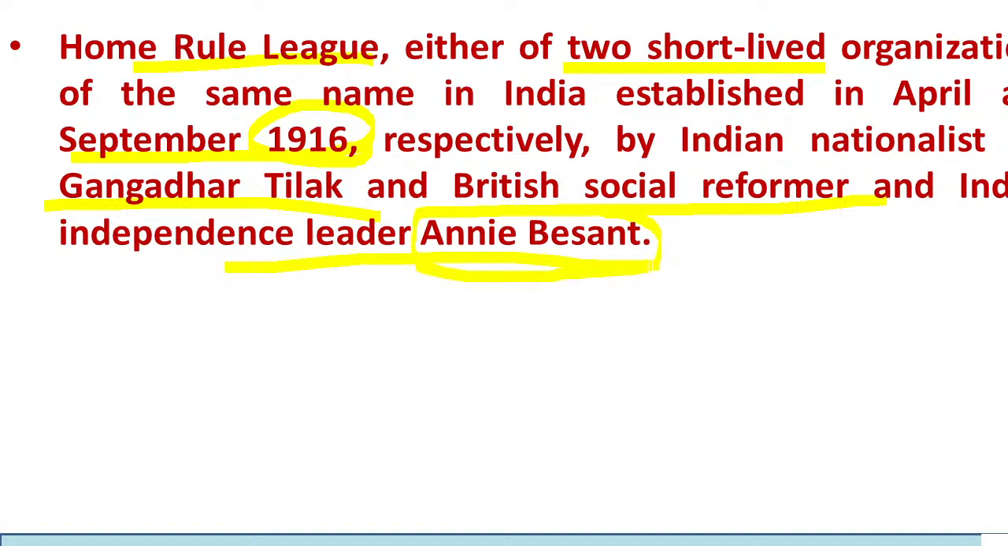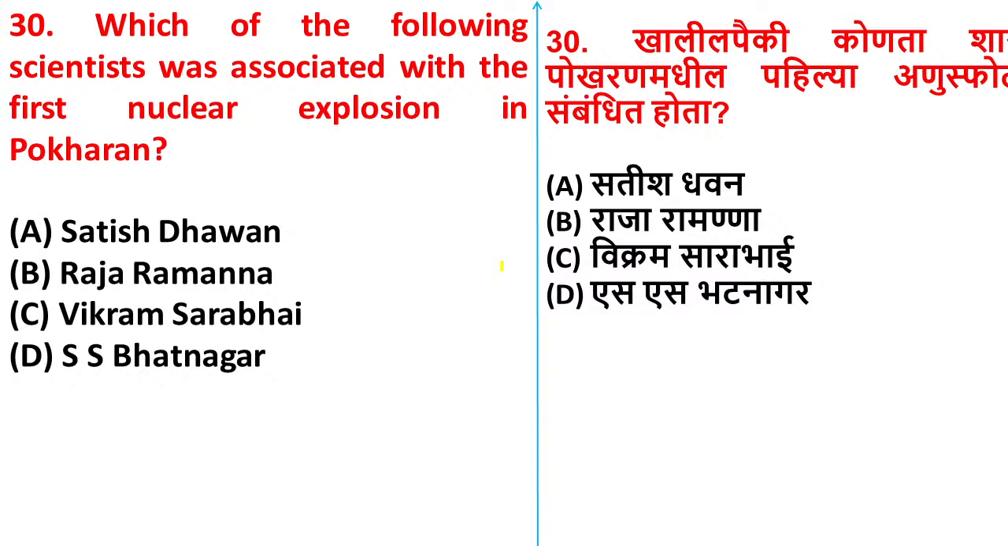Please remember, one more name is associated with the Home Rule League, Annie Besant. Annie Besant was an Indian independence leader. Okay, friends. The last question of today's session is, which of the following scientists was associated with the first nuclear explosion in Pokhran? Option A, Satish Dhawan. Option B, Raja Ramanna. Option C, Vikram Sarabhai. Option D, S.S. Bhatnagar.